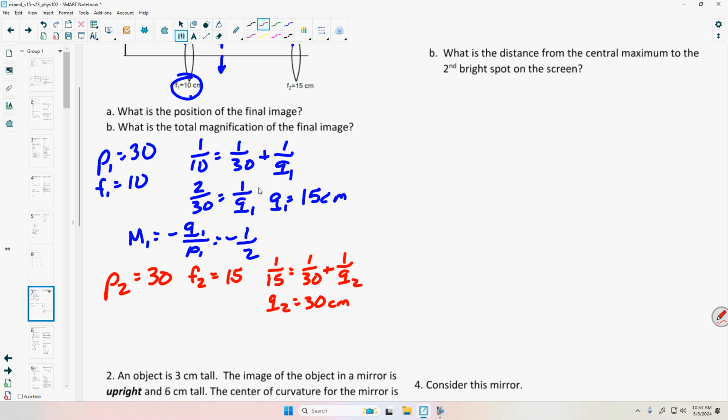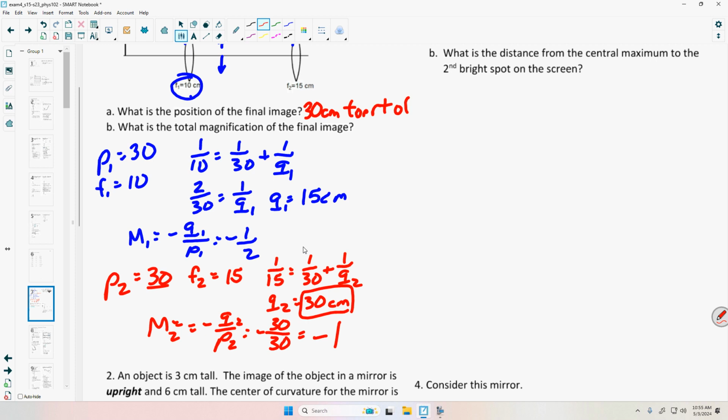But it will help you to be able to do the common denominator and all that instead of having to do it in your calculator. I find you just make fewer mistakes. Then our M2 is equal to negative Q2 over P2. So that's negative 30 over 30, since P2 was 30, or negative 1. So that means that the position of the final image is this Q2. It's 30 centimeters to the right of the second lens.